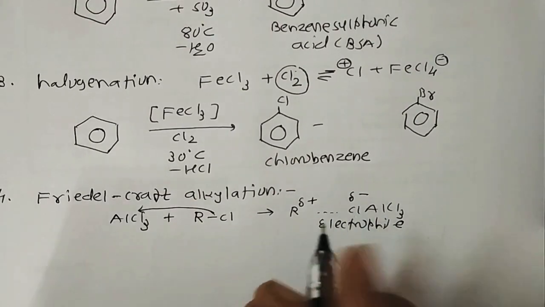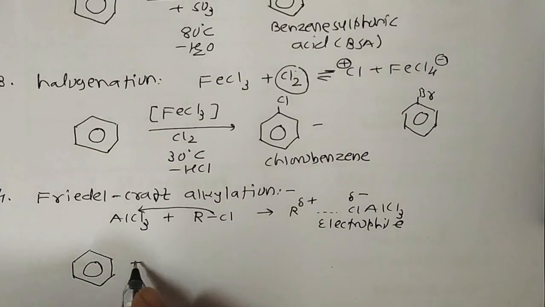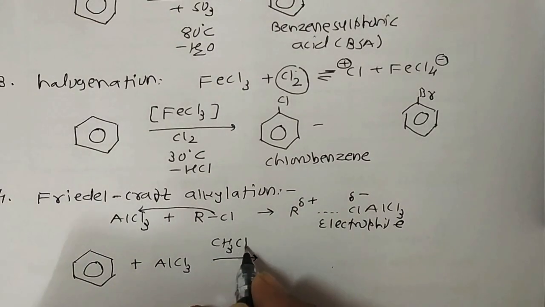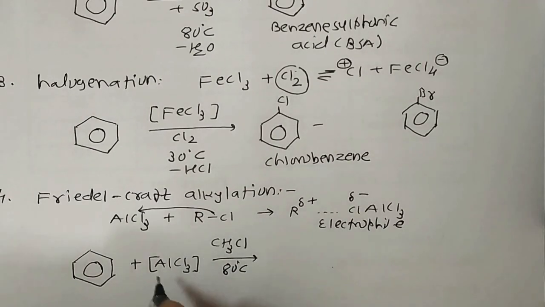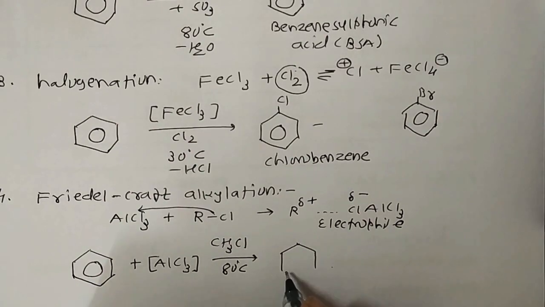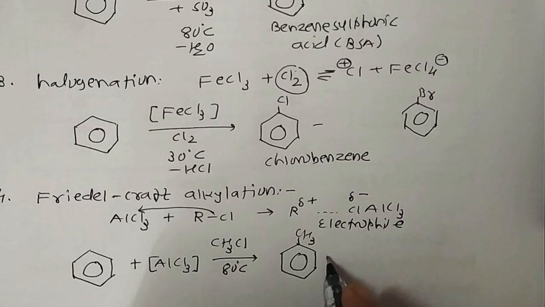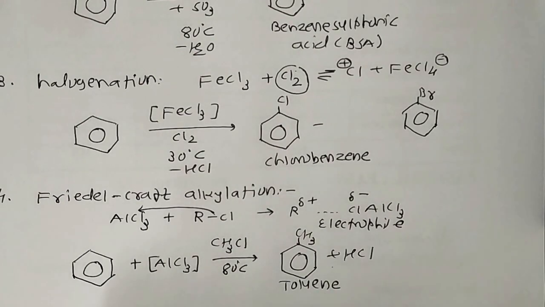When we perform these reactions in this manner, first we take benzene. Benzene reacts with AlCl3. For example, if I take CH3Cl as the RCl, a temperature of about 80 degrees centigrade is required, and AlCl3 acts as a catalyst. We get the product with CH3, the hydrogen and chlorine are removed as hydrochloric acid. The name of this compound is toluene.